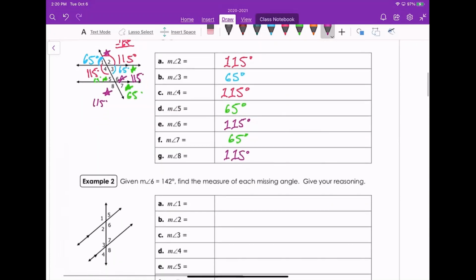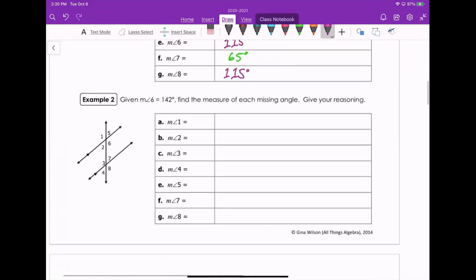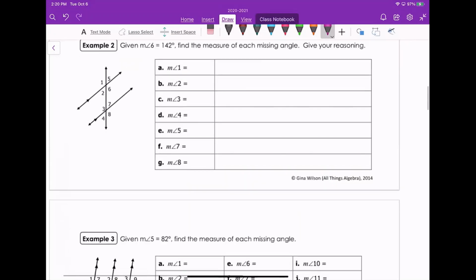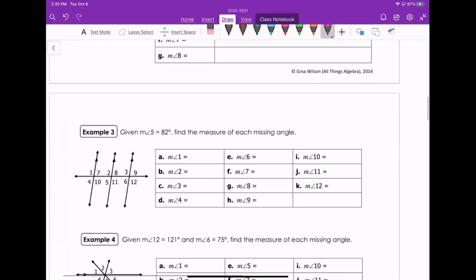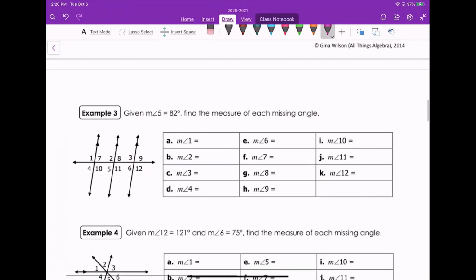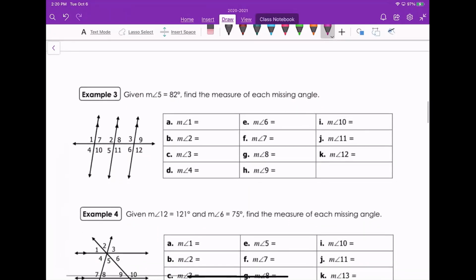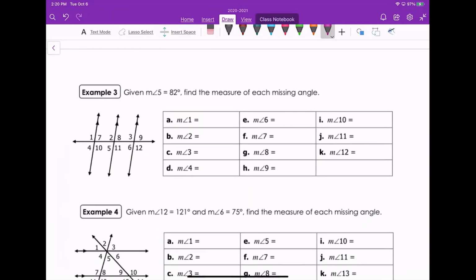Okay, so number 2, example 2, that's the same as example 1. Now here, example 3, we're going to do that together, and hopefully you guys understand how to do this. So let's get to it, right?